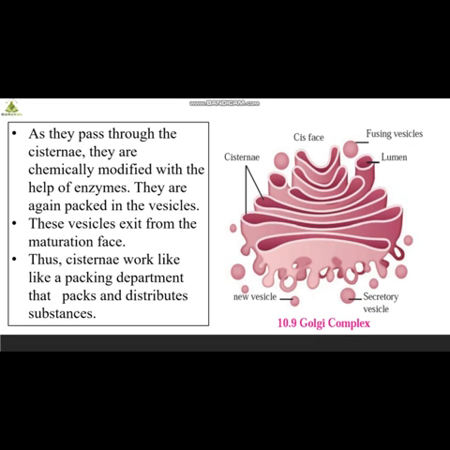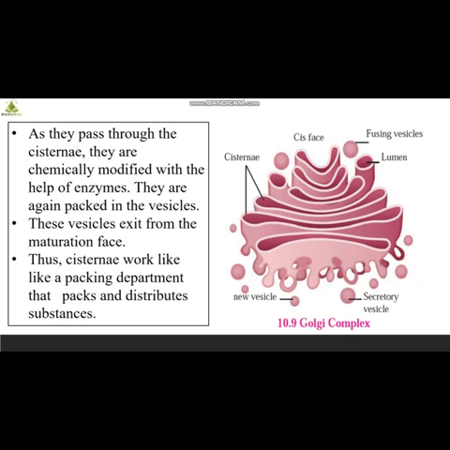They are again packed in the vesicles. What happens is, after fusion with the formation phase of the cisternae, the structure is modified with the help of the enzymes present in the cisternae, and then again they are packed in vesicles. So we have fusing vesicles, and down below, can you see the new vesicle, the secretory vesicle? These circular structures coming from the downside, can you see these two structures? They are nothing but newly formed vesicles.